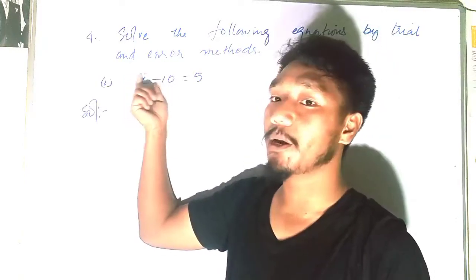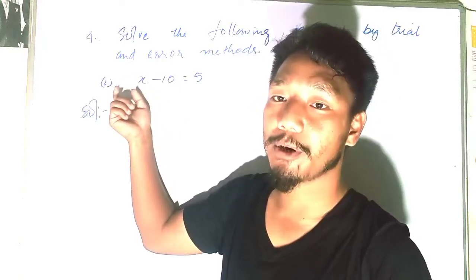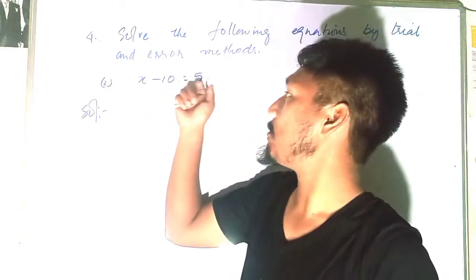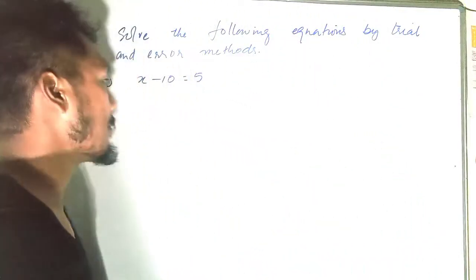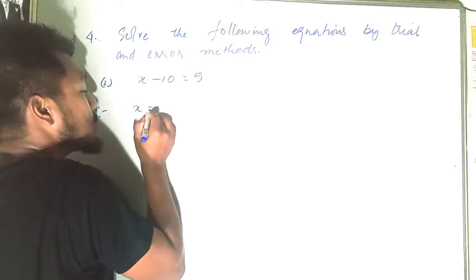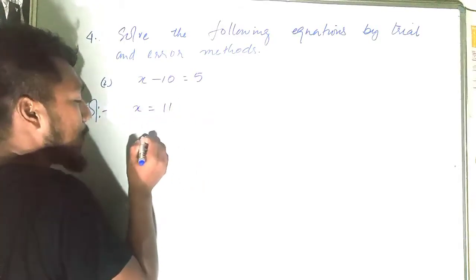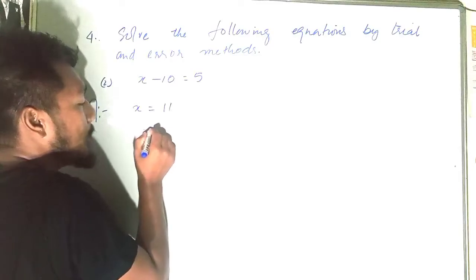That means x should be greater than 10. Right? X should be greater than 10. Then only we will get the value of 5. Then only we will get the positive value, that is 5. So let's start with x is equal to 1. If I put x is equal to 1, let's try to solve.